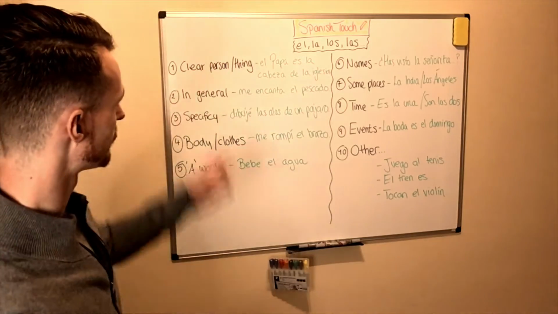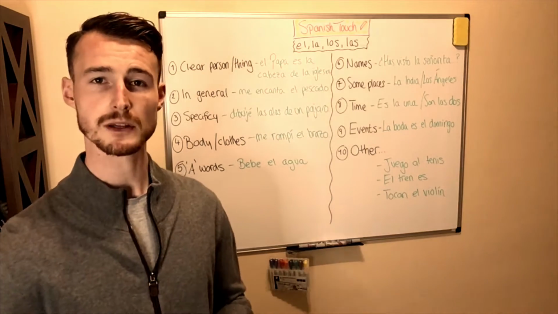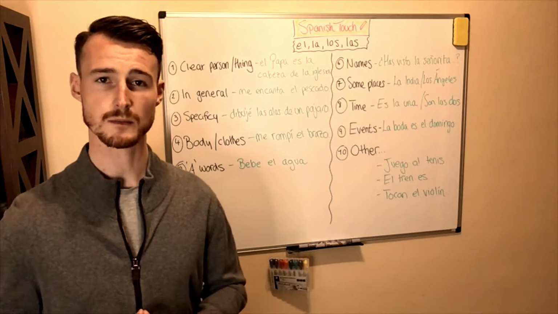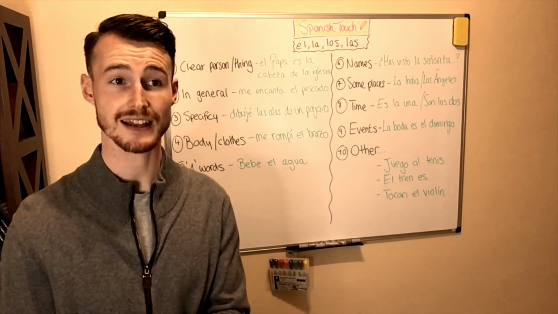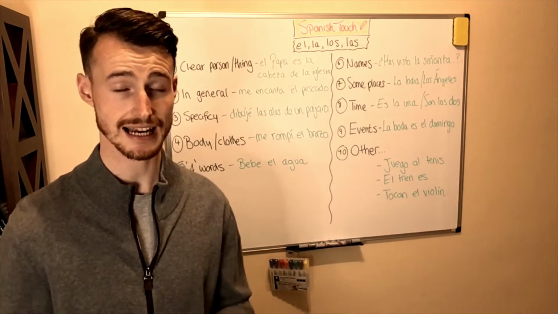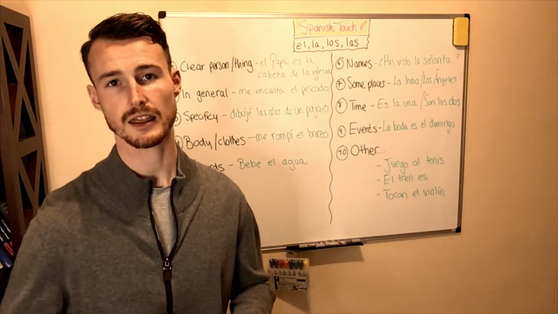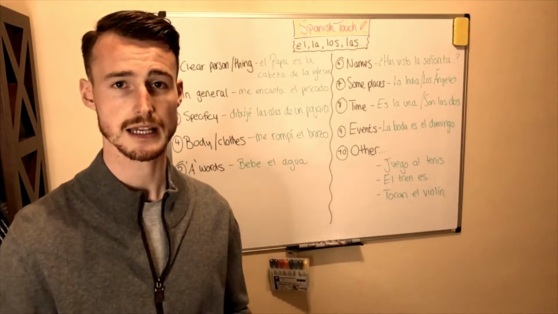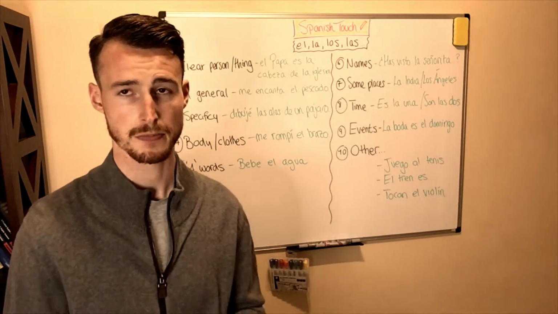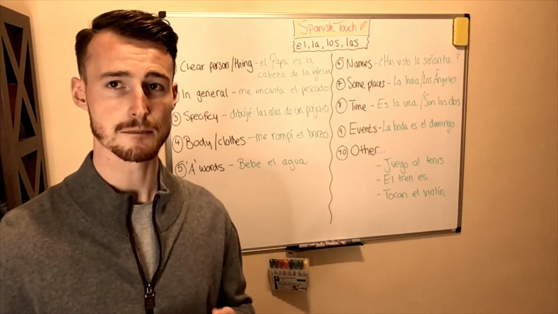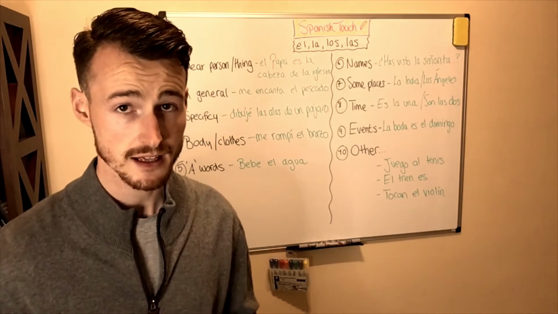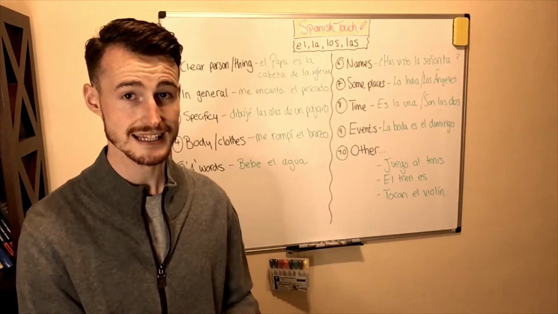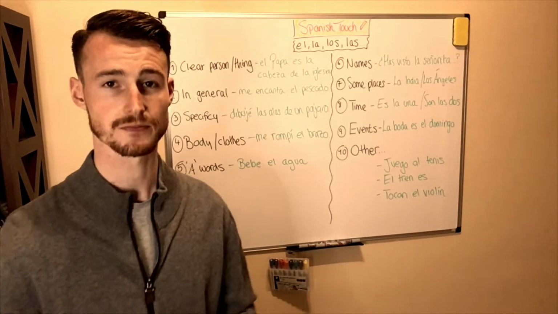First things first, number 1. We use el, la, los or las in Spanish when we are talking about something or a person that is clear. We know exactly who the person is. Take the Pope, for example. Everybody knows who the Pope is, okay? In Spanish, it is el Papa. Here we could say something like, el Papa es la cabeza de la Iglesia Católica. The Pope is the head of the Catholic Church.